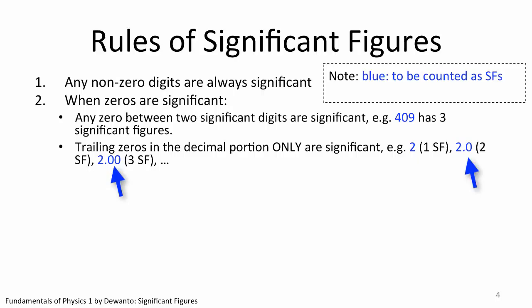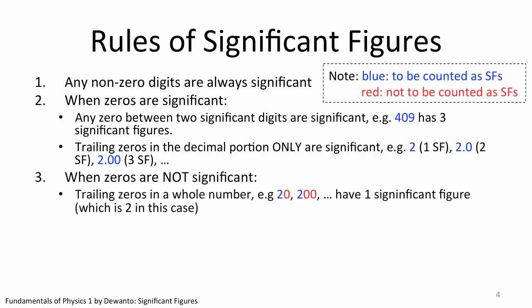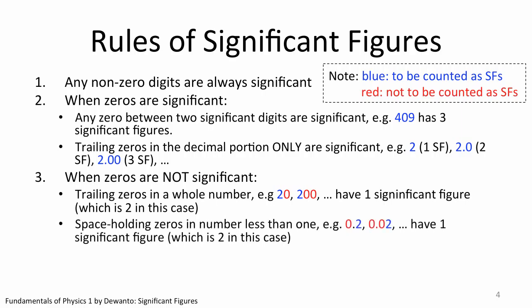Of course, there will also be cases when zeros are not significant, and this happens if, first, there are trailing zeros in a whole number. 20 or 200 has only one significant figure, which comes only from the digit 2. And second, if the zeros serve as space-holding zeros in decimal numbers. 0.2 or 0.02 also has only one significant figure, which also comes only from the digit 2. The zeros are not significant in both cases.